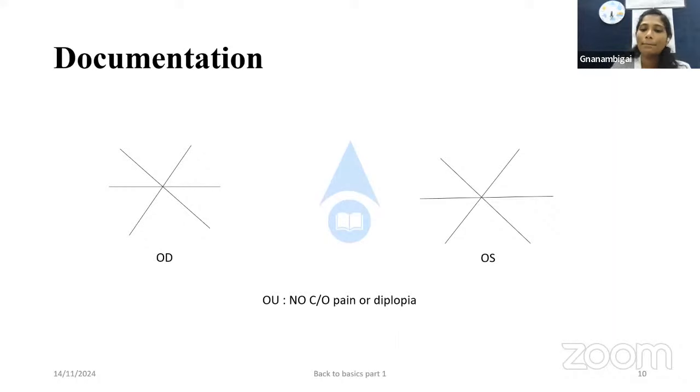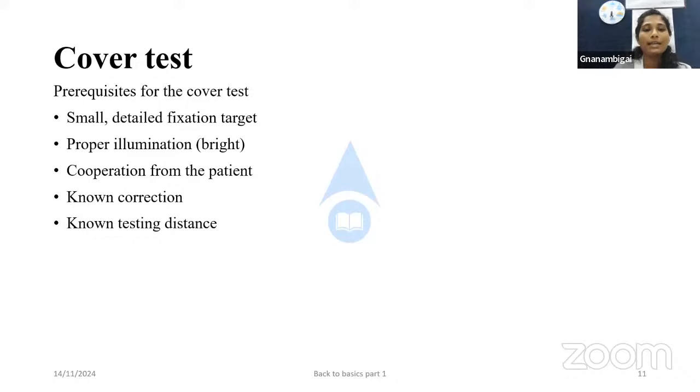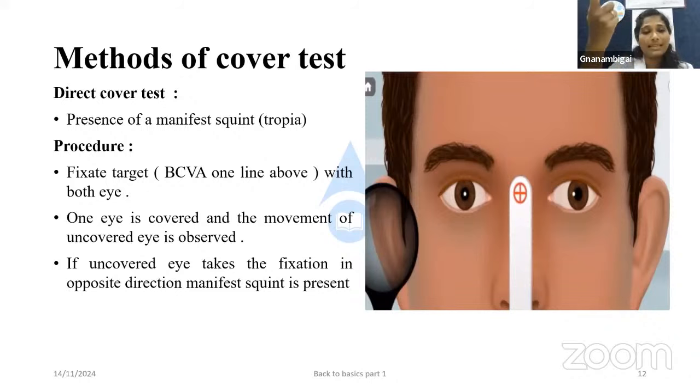Cover test. We need a small and detailed fixation target and proper illumination. We need cooperation from the patient, known correction, and known testing distance. So, methods of cover test. First, we should do the direct cover test. For this procedure, we have to cover one of the patient's eyes, and the patient has to fixate the target.